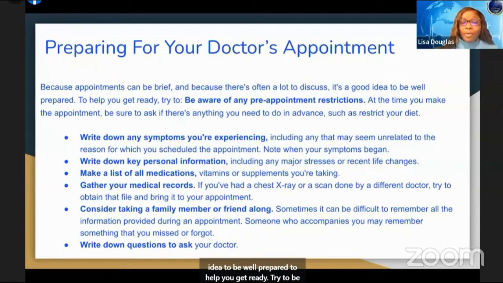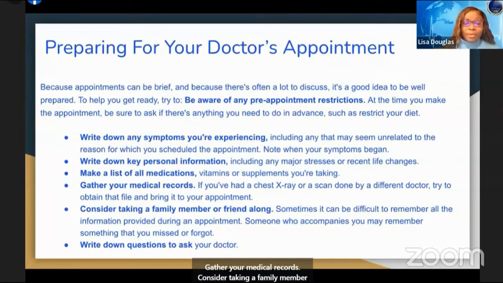To help you get ready, try to be aware of any pre-appointment restrictions. At the time you make the appointment, be sure to ask if there's anything you need to do in advance, such as restrict your diet. You want to write down any symptoms that you're experiencing. Write down key personal information. Make a list of your medications.